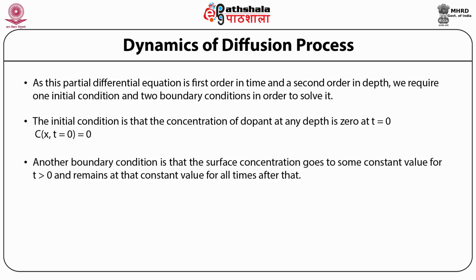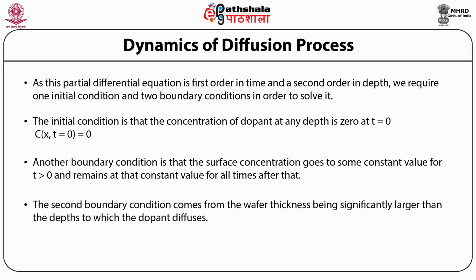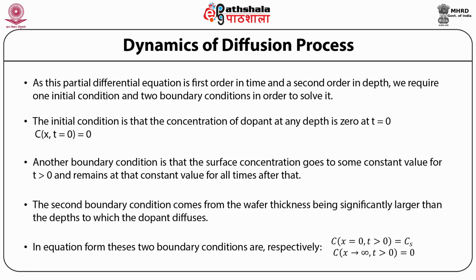Another boundary condition is that the surface concentration goes to some constant value for t greater than 0 and remains at that constant value for all the times after that. The second boundary condition comes from the wafer thickness being significantly larger than the depths to which the dopant diffuses. So in equation form, these two boundary conditions are respectively C(0,t) for t greater than 0 is equal to Cs, and C(x tending to infinity, t) for t greater than 0 equal to 0.